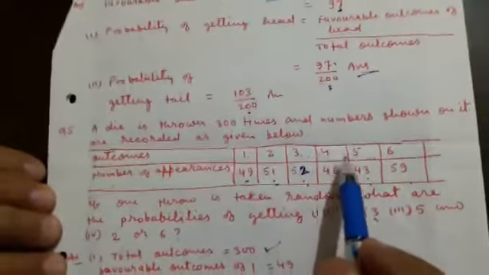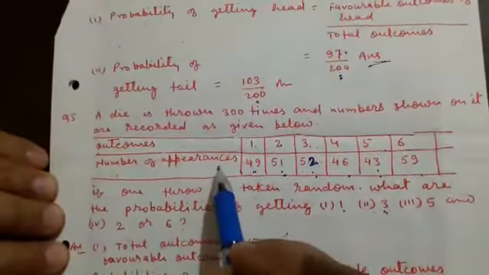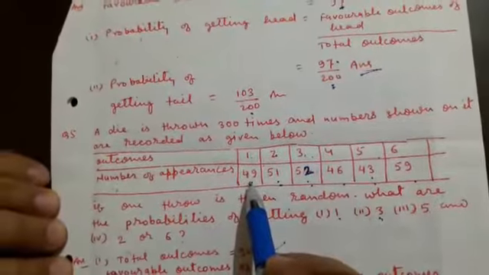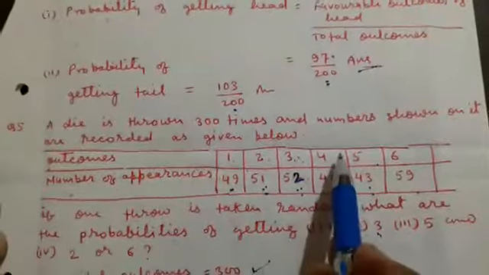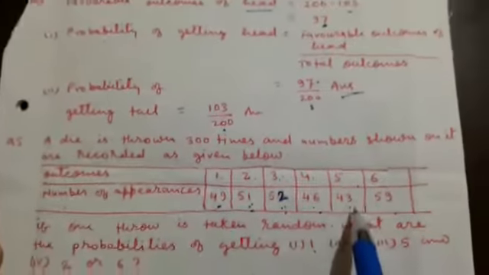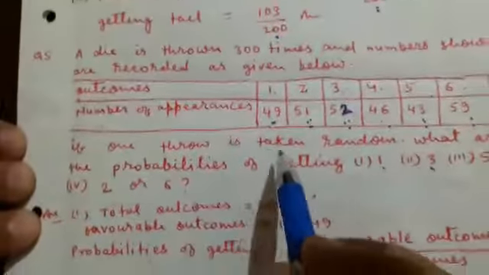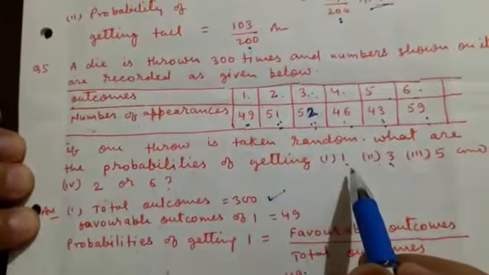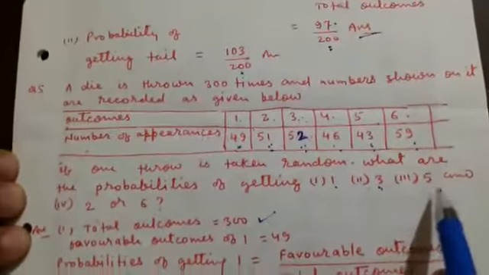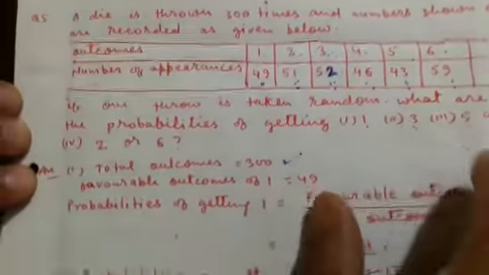A die is thrown 300 times and the numbers obtained on it are recorded as given below. Outcomes 1, 2, 3, 4, 5, 6. And the number of appearances: 1 appears 49 times, 2 appears 51 times, 3 appears 52 times, 4 appears 46 times, 5 appears 43 times, and 6 appears 59 times. If one throw is taken at random, what are the probabilities of getting first part 1, second part 3, third part 5, and fourth part 2 or 6?